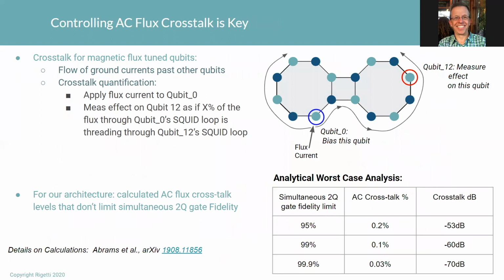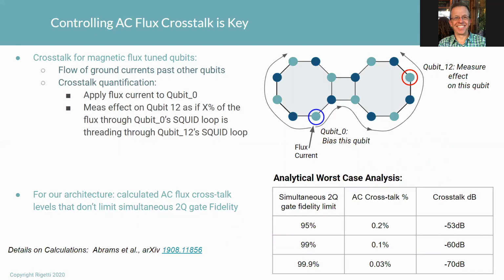So Rigetti in particular cares about AC flux crosstalk. The way that we tune the frequency of our qubits is using a magnetic flux. So we have a flux current that comes in, and if we look at the drawing on the right here, the flux current comes in, loops past qubit 0, and that induces a magnetic field which is captured by a squid loop, and then that tunes the frequency of that device. Now that same current that just flowed past qubit 0 flows along the edges of the ground plane until it flows to the grounds off the chip.